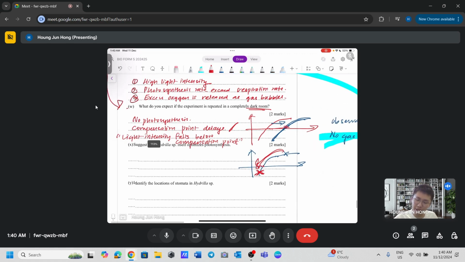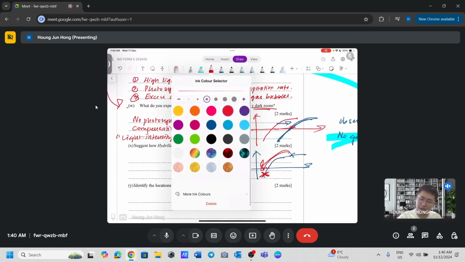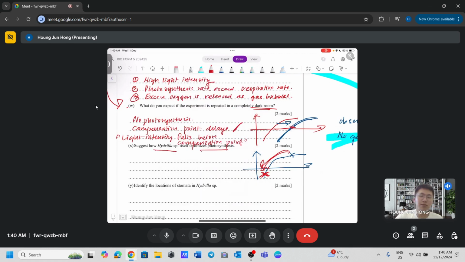Let's look at the next one. How does a hydrophyte species optimize photosynthesis? This is a big part, because if you go through it, it's under hydrophyte, submerged plant. You should realize that there's nothing much about it other than this point: it has small and thin leaves. Why? To increase the rate of gaseous exchange.